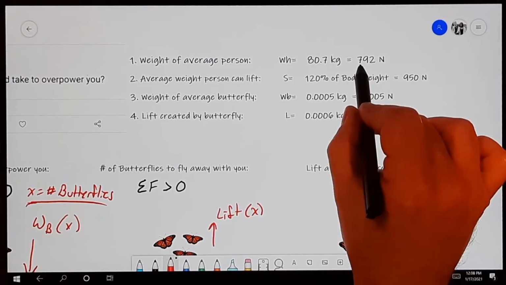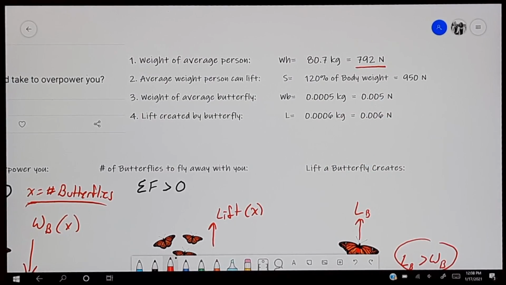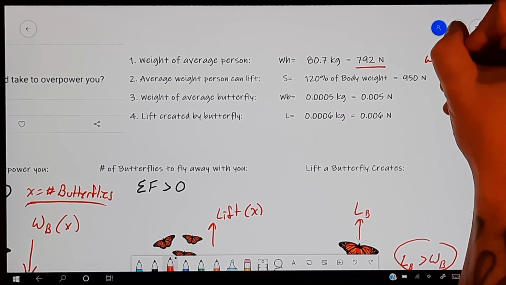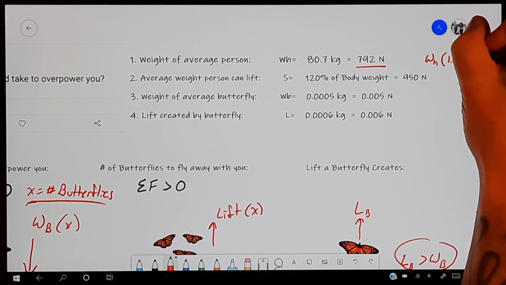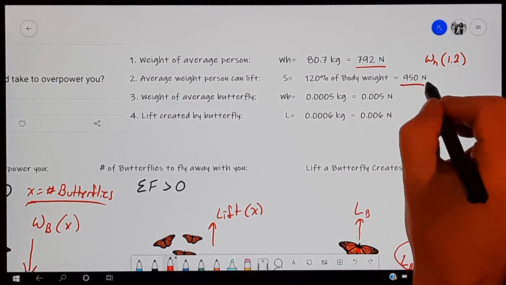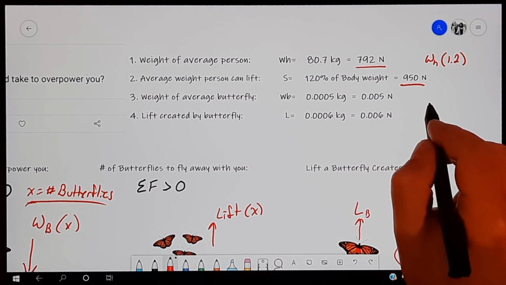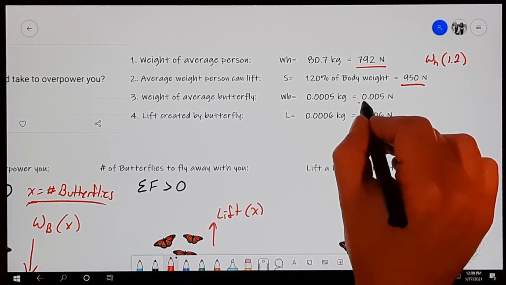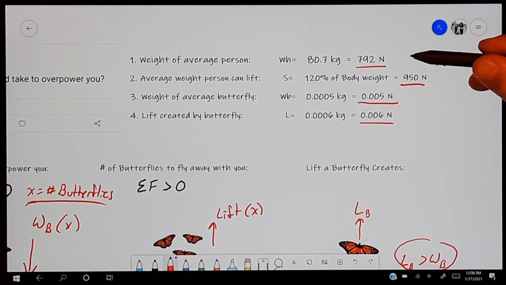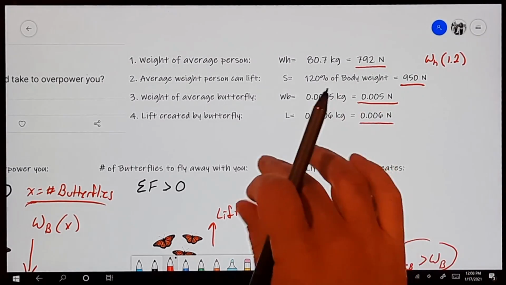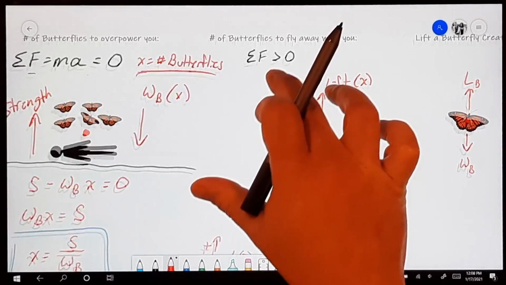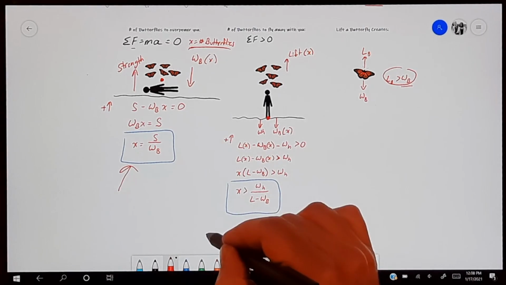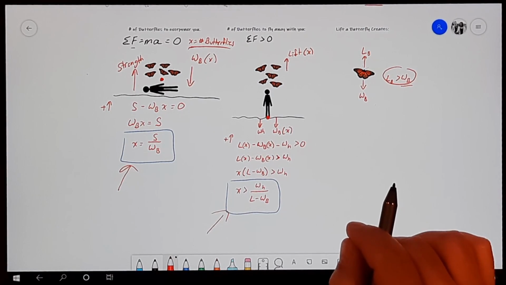And as far as finding the strength, what we got to do is take this value, which is the weight of the human, and we're going to multiply it by 1.2, and that'll give us the 120% of the body weight and give us a force. And next thing we need to do is multiply this by gravity to give us a force, and then the same with lift into force. And once we have all these, then we can just take these values, put them into our equations, and boom, we get an answer.